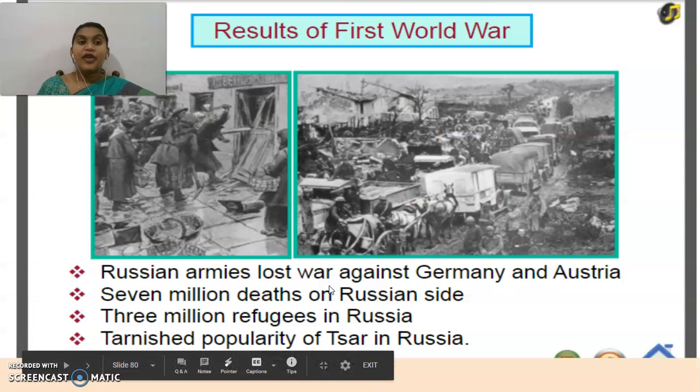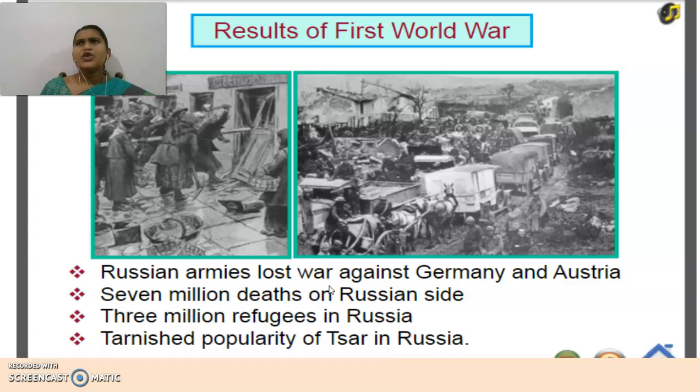Yes. So finally, children, as we know, when we start a war, what will be the results? Of course, for the war we have to invest a lot. The financial investment will be more. Even in the French Revolution, I have explained this.